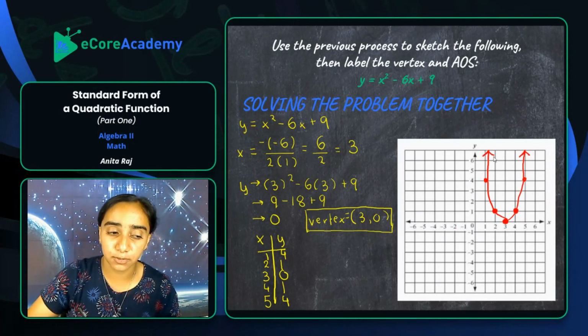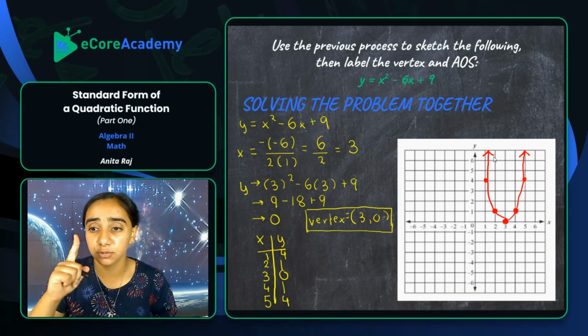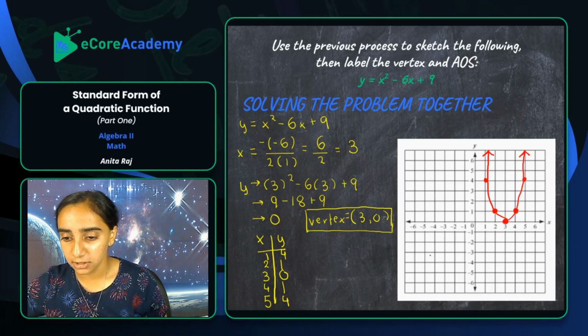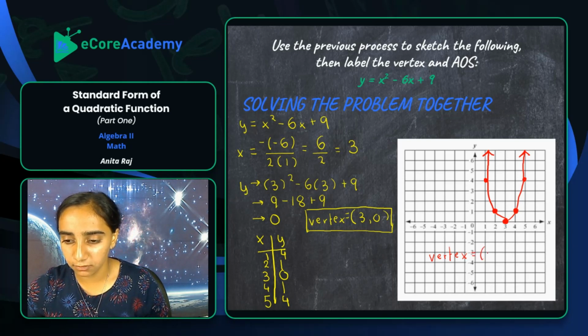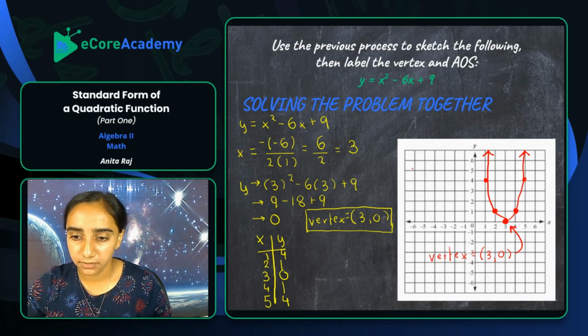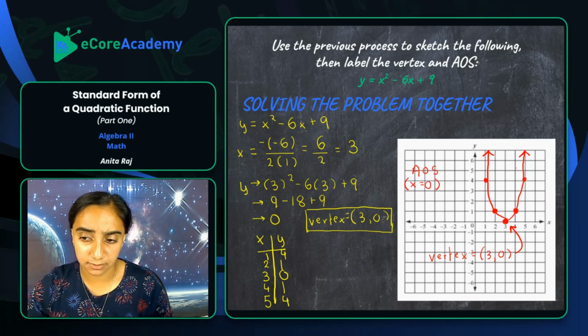There's one last important thing we have left. We have to label the vertex and axis of symmetry. So let's do the vertex first. I'm just writing it down here on the graph: vertex is equal to (3, 0). And where's the vertex? Well, I'm just going to draw an arrow right to the vertex. That's what labeling is. Then the axis of symmetry, I'm just going to abbreviate it AOS, and in parentheses, I'm going to write what it is. It's x equals 0.